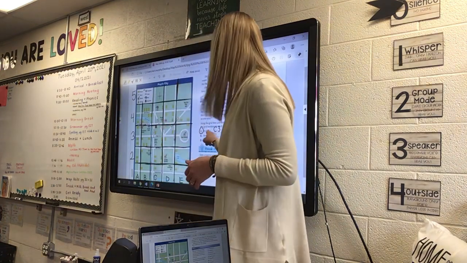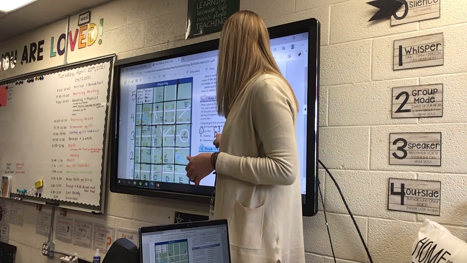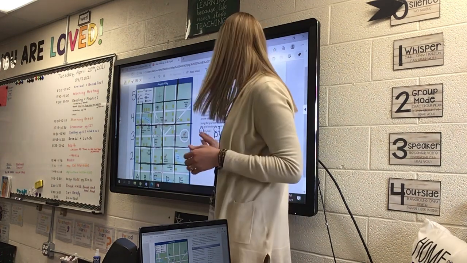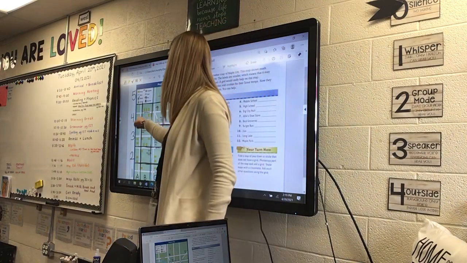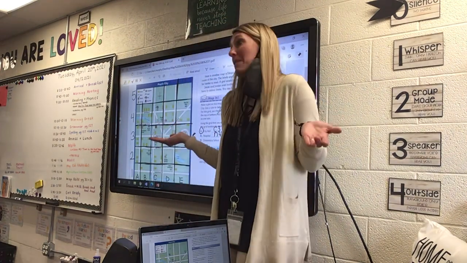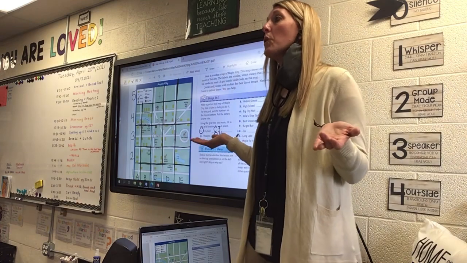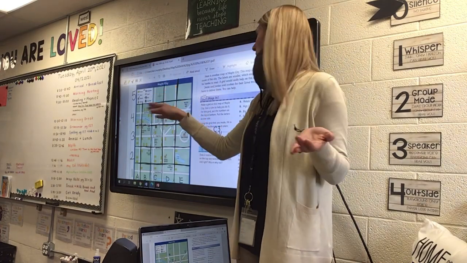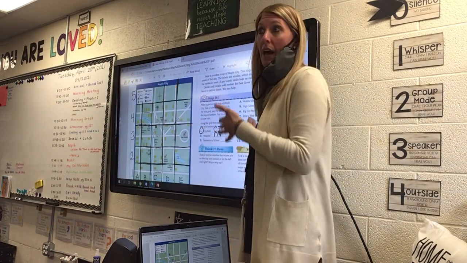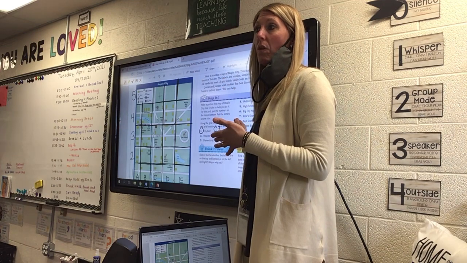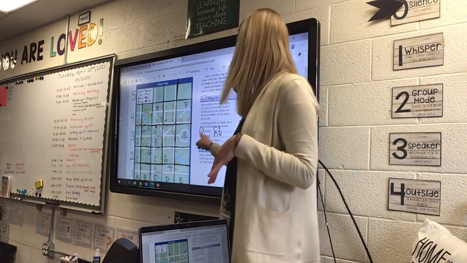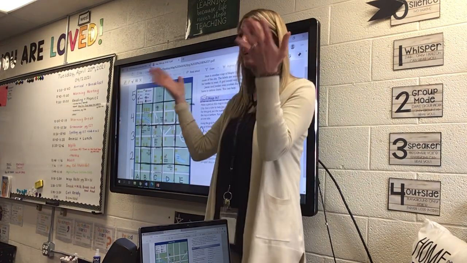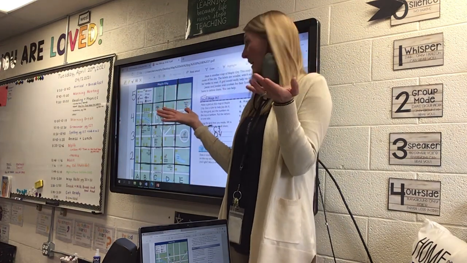D4. Now, Raylan says, Mrs. Murphy, the line goes right through it. And that happens sometimes on a map. So you could put D4 or D5, or you could just put one or the other. But the best one would be to put both of them, because it's kind of going into both of the grids.